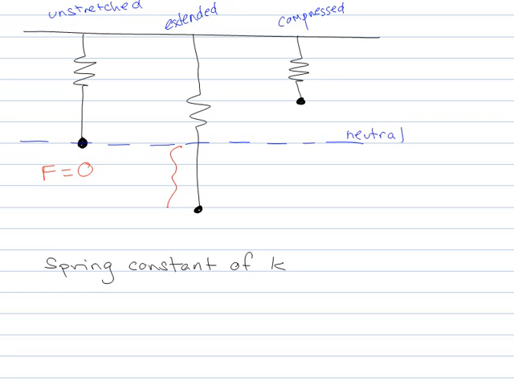Okay, so hopefully you recall that if I'm extended s past my neutral state, past my unstretched state, then the force caused by the spring on the mass is going to be the spring constant times the amount that we're stretched. Okay. You got to think, how is this spring pulling on the mass? Let's say, okay, the spring is trying to compress, so it's actually pulling the mass toward its neutral.